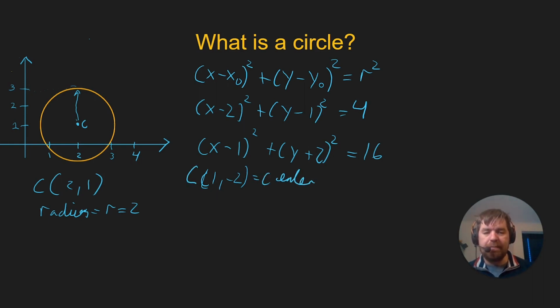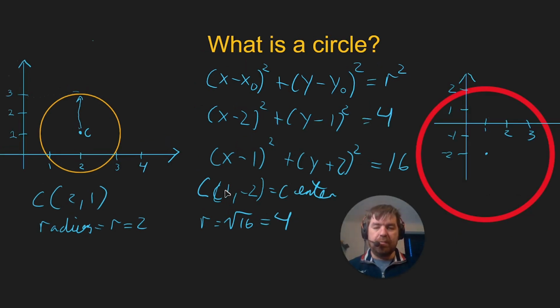This is the center. What about the radius? Well, this is the radius squared. So the radius must be the root of 16, which is equal to 4. And some of you might say, well, it could be positive, negative root, but the negative root is not relevant because the radius is a distance, and the distance is always positive. So this cannot be minus 4, it has to be plus 4.